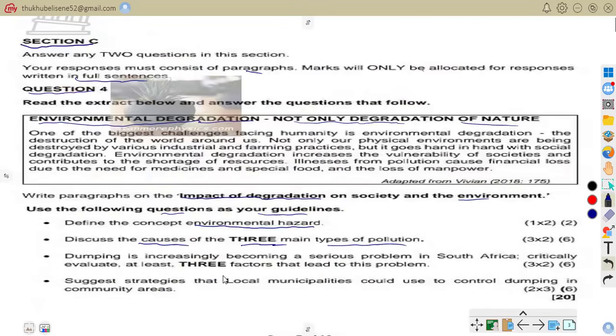Let us move on to another question that is going to guide us. The other one says dumping is increasingly becoming a serious problem in South Africa. Critically evaluate at least three factors that lead to this problem. So here we want the factors leading to dumping in South Africa.